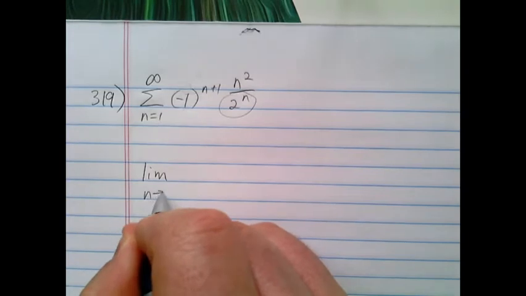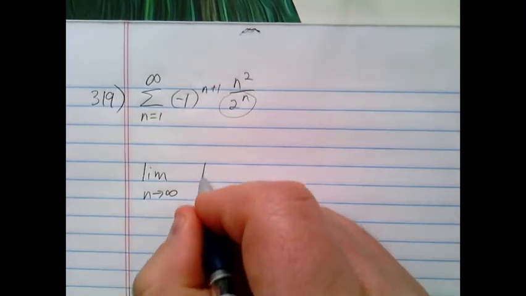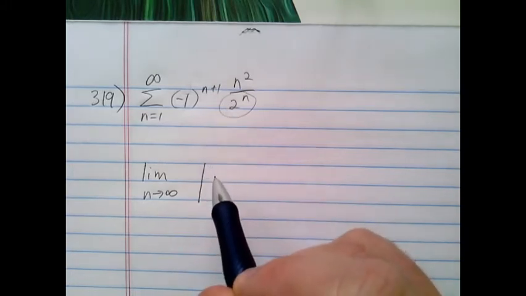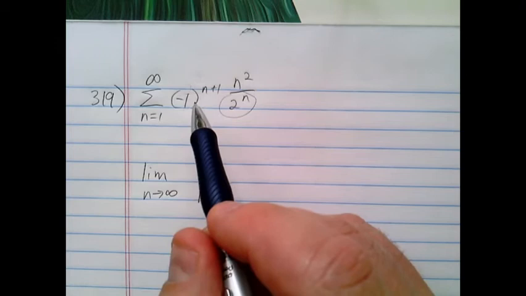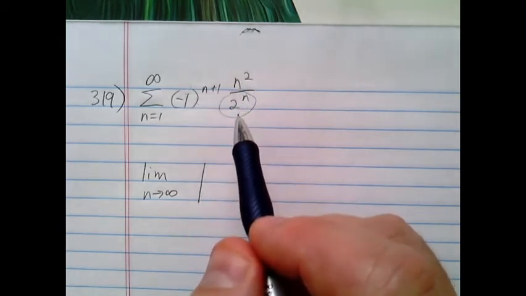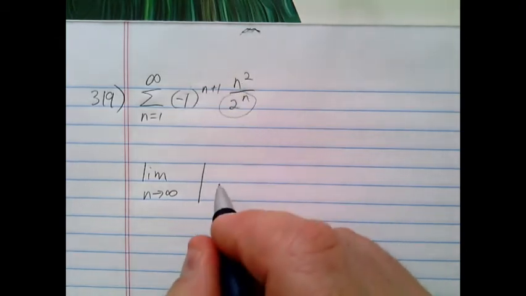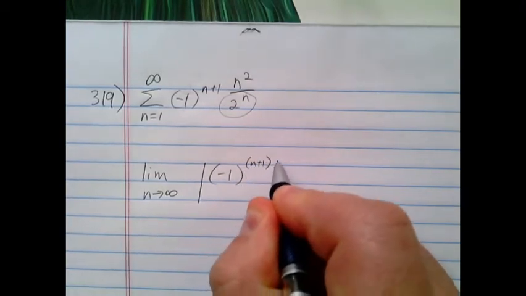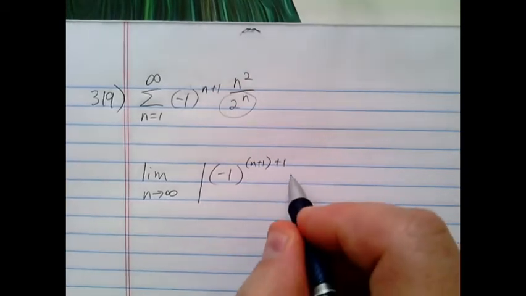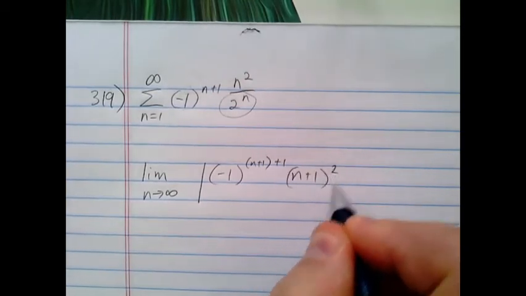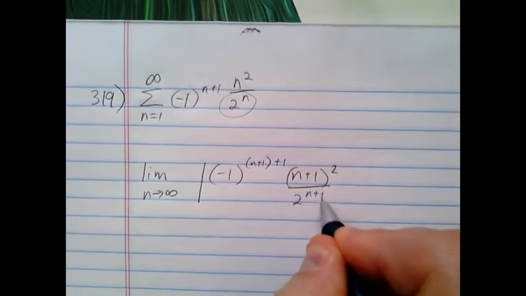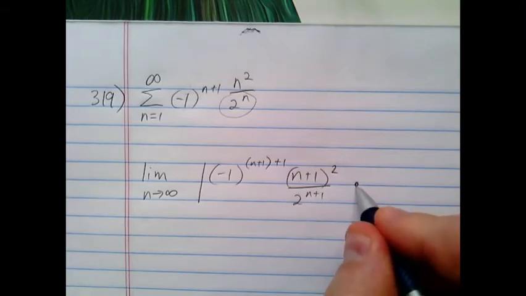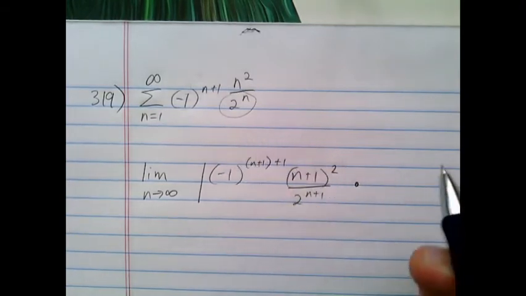So with the ratio test, we take the limit as n goes to infinity of the absolute value of the n plus 1 term. For the n plus 1 term, we go everywhere that we see an n and put a plus 1 with it. So negative 1 to the n plus 1 times n plus 1 squared over 2 to the n plus 1. All of that is our n plus 1 term. And then we divide by the n term.